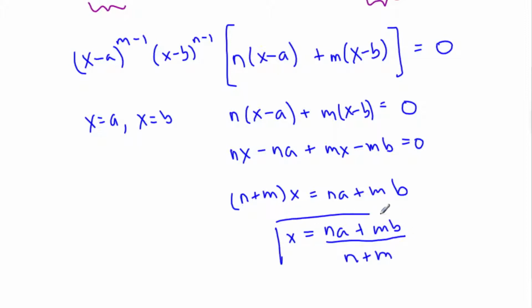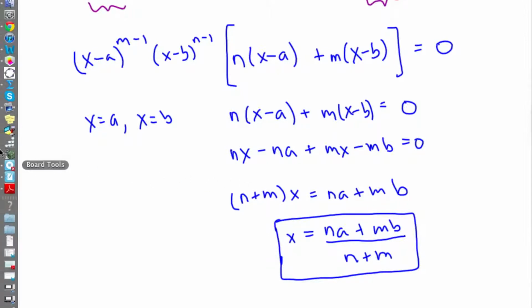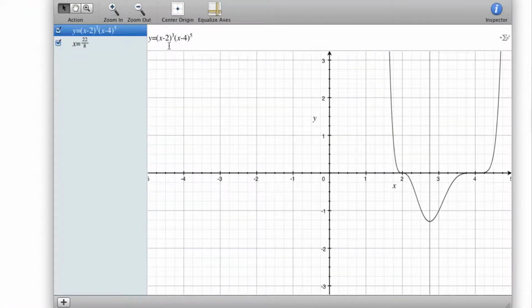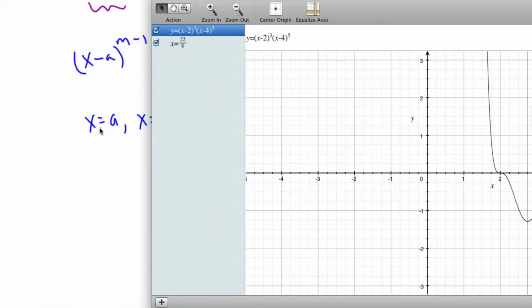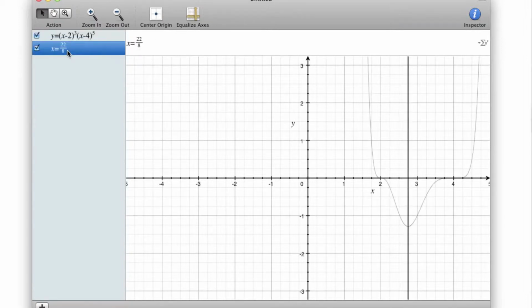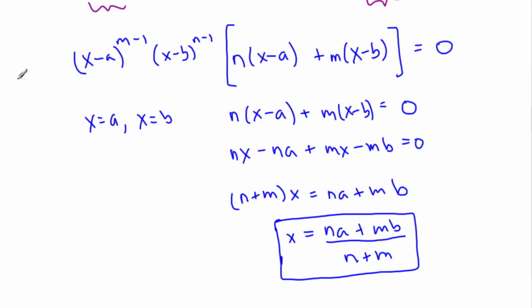I wanted to make sure that I did this correctly, so I went over to Grapher and typed in some made up values. So (x minus 2) cubed times (x minus 4) to the 5th. You can see right away that I've got a 0 at 2 and a 0 at 4. So that would be x equals a and x equals b. And then I plugged in all these m's and n's, b's and a's into an x equals. I wanted to see that it went through that minimum right there, and sure enough it did. So you're correct.